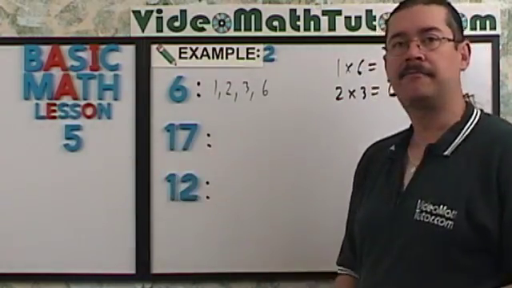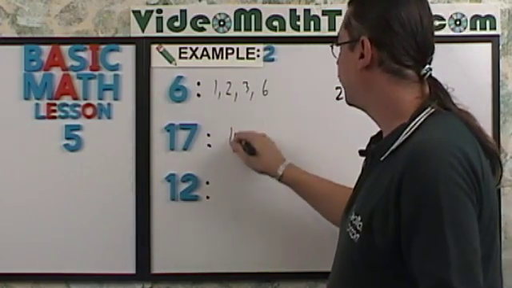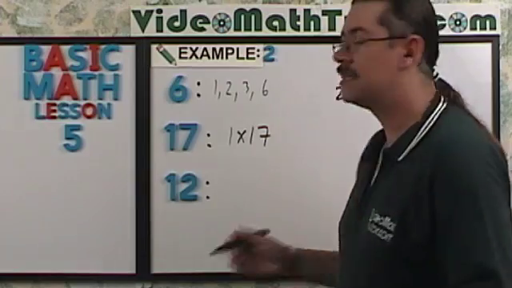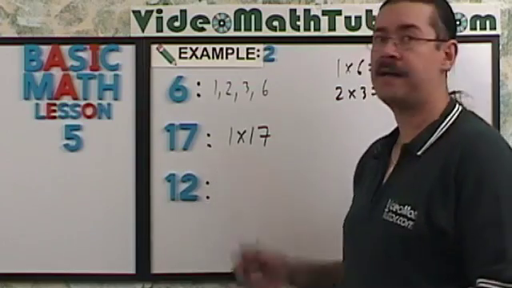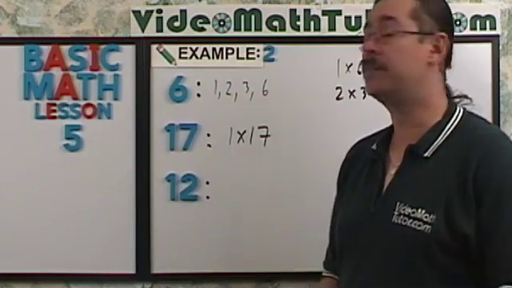How about 17? The only thing I can think of that will give you 17 is 1 times 17. There's nothing else that can do that. So it's actually considered prime. It only has 2 factors, 1 and itself. That's the definition of a prime number.